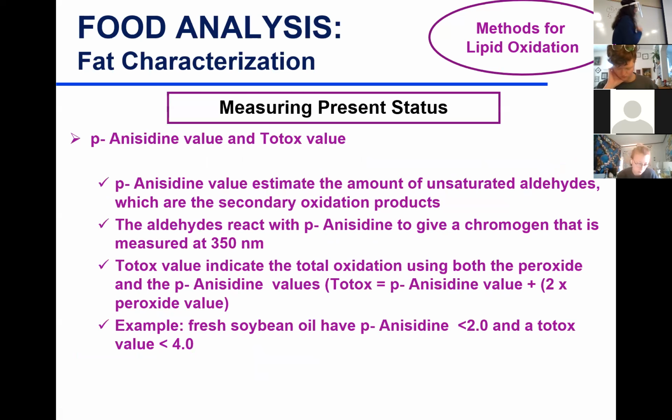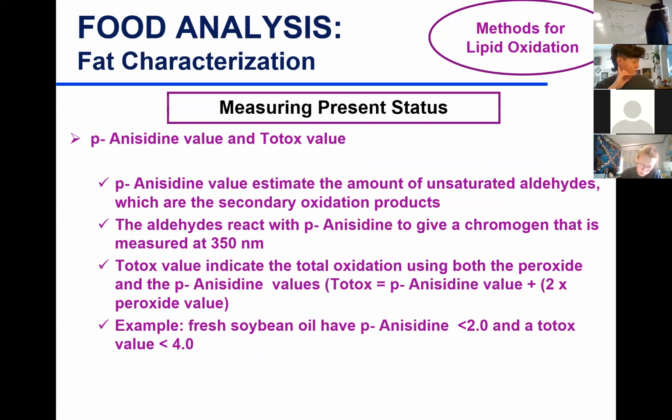So anisidine value measures the degree or amount of unsaturated aldehydes. Aldehydes are secondary oxidative products. The anisidine reagent reacts with unsaturated aldehydes, and upon this reaction a chromogen is formed, and you measure absorption at 350 nanometers.